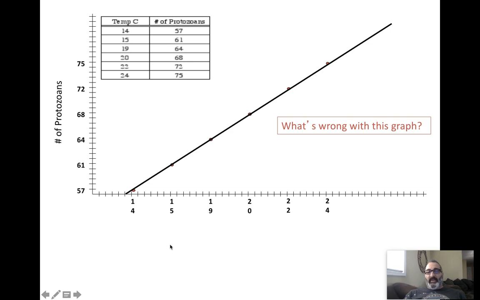When you make a graph like this, when your data table becomes your x and the information in your data table becomes your y, you'll put points on your graph and they will make a perfect straight line every time if this is how you make your graph. Okay, this is not a correct scientific graph. Let me show you what it looks like when it's done correctly.